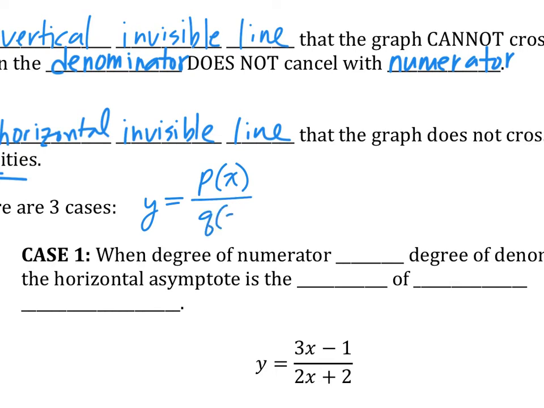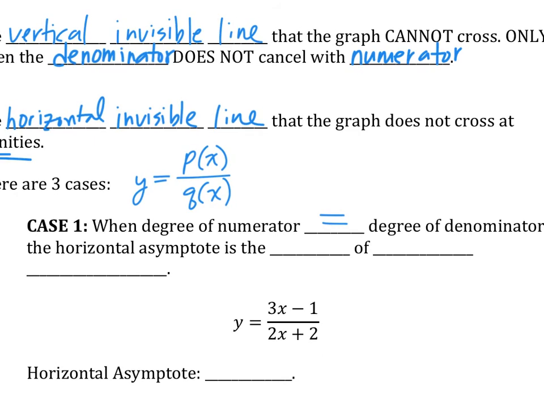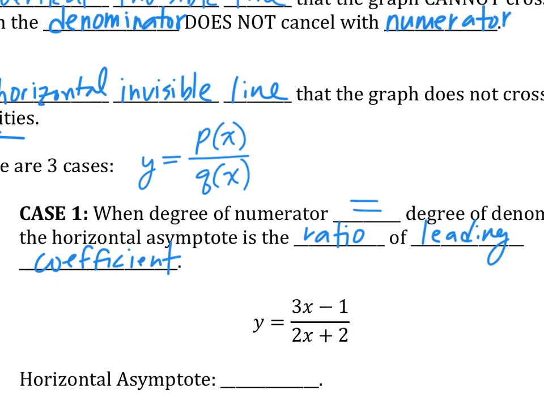polynomial over another polynomial. When the degree in the numerator is equal to the degree in the denominator, the horizontal asymptote is the ratio of the leading coefficient. We have a lot of vocab here, so let's talk about vocab.